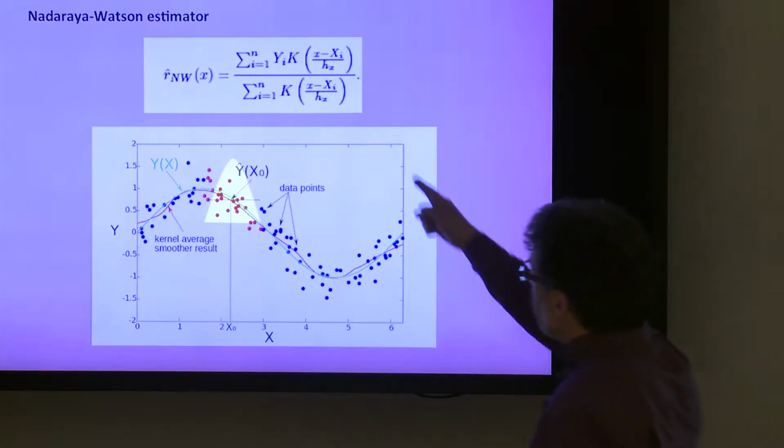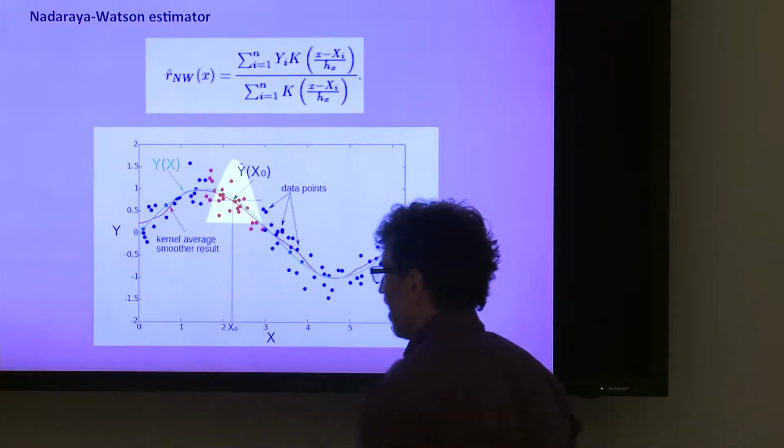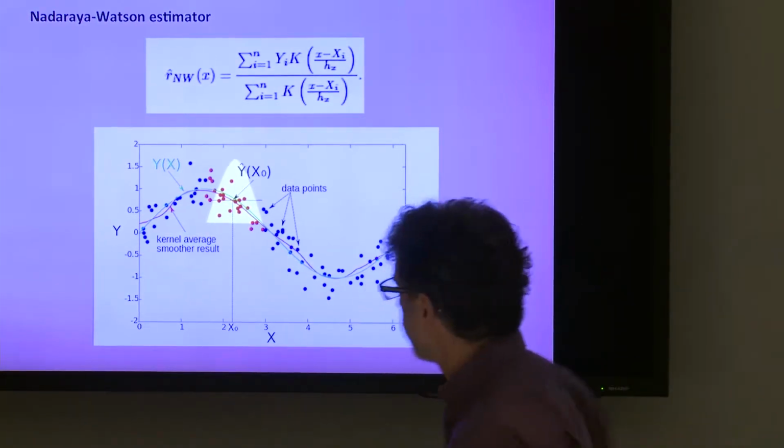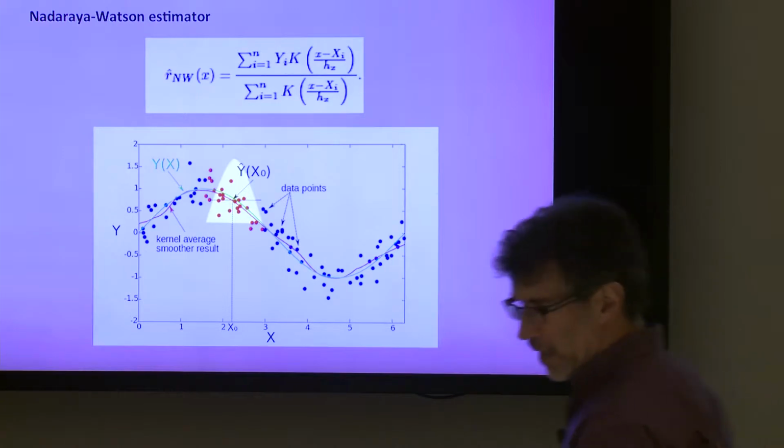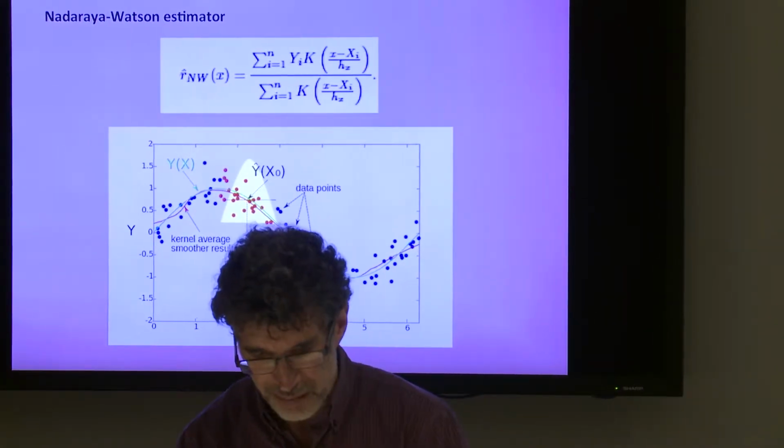Now, h is important. If h is too fat, it's too smooth, and if h is too skinny, it's too noisy. It's the usual thing. And so you solve again for h using cross-validation to minimize the MSE or something like that.